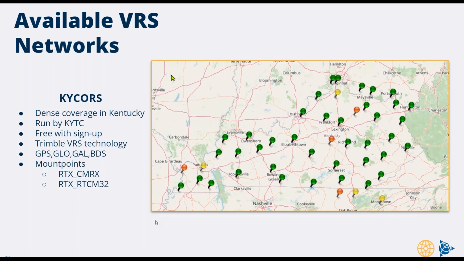It looks like the base is out. But those have since returned after the time has passed since those storms hit that area. Run by the Kentucky Transportation Commission. Again, it's free with sign up, and same technology as the Trimble VRS Now technology. Has all of the main constellations, and again, those are the advanced mount points there. So again, if you're not seeing like Galileo and BeiDou in particular, make sure you are on those mount points.